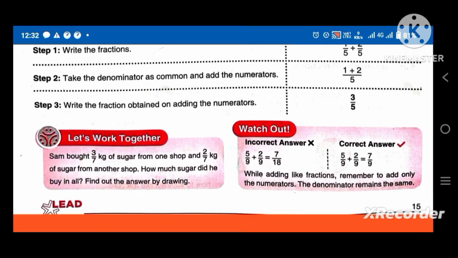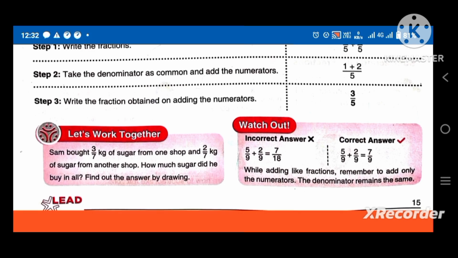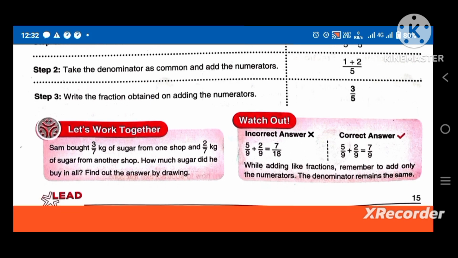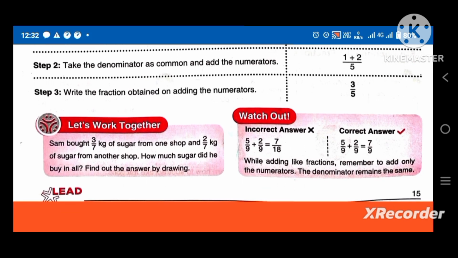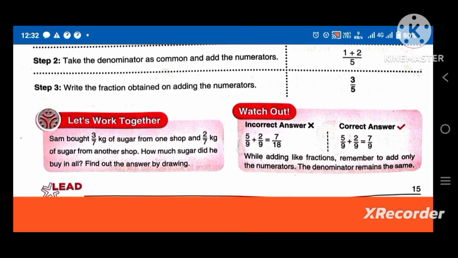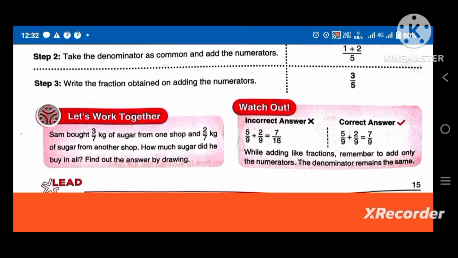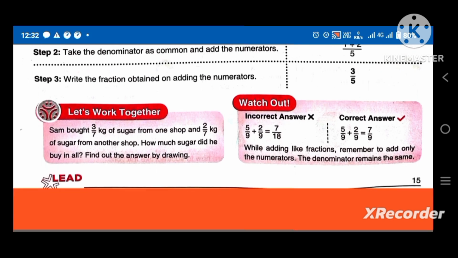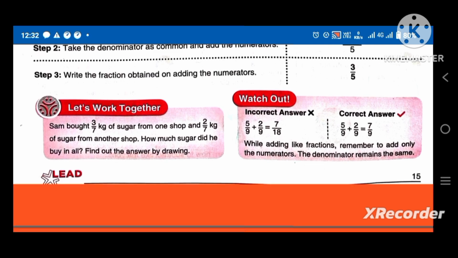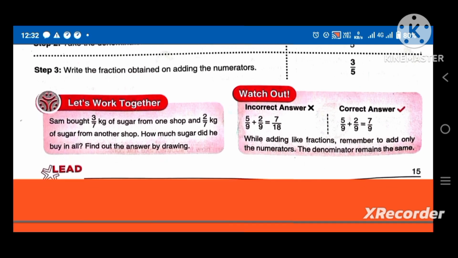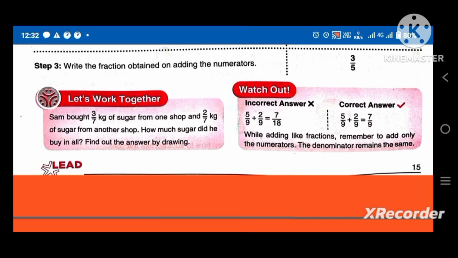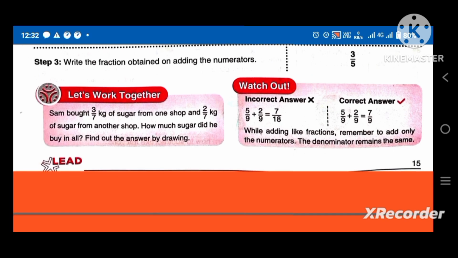Watch out. Incorrect answer. Correct answer. 5 by 9 plus 2 by 9 is equal to 7 by 18 is incorrect. The correct answer is 7 by 9. While adding like fractions, remember to add only the numerators. The denominator remains the same.